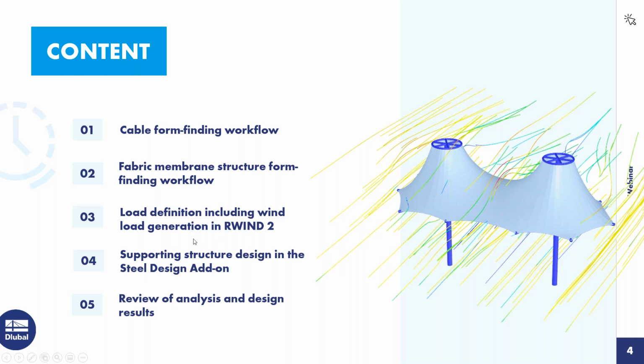We will run the supporting structure design utilizing the steel design add-on. So a big benefit of RFEM is not only to do the form finding process, but also to design the supporting structure according to the various materials, including steel today, using the AISC standard. And of course, throughout these examples, we will be running the calculation and we'll review the analysis and design results.